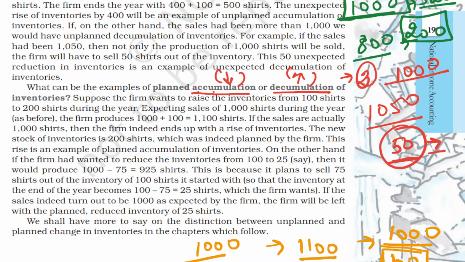Now, in the second scenario, you know that the sale is of 1,000 shirts, but you still produced only 900 shirts. According to your prediction, the sale is 1,000, so you have to take these 100 shirts from your inventories. So that was planned deaccumulation of inventories, because you know that there will be a sale of 1,000 shirts, but you still produced only 900, right?